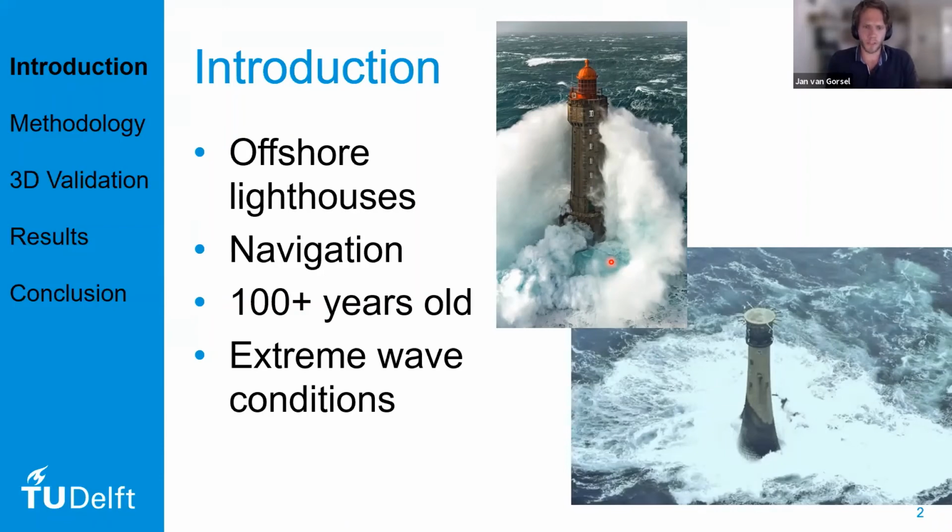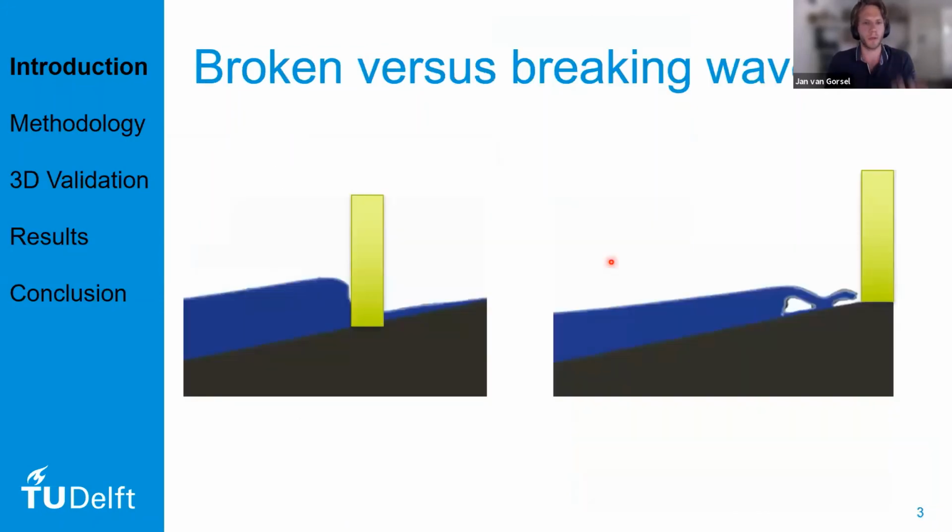A lot of research was done into this topic, but only for breaking waves. So in my situation, we have broken waves, which you can see here on the right. But all the other research done, at least as far as I know, is for breaking waves. And you can see that the wave shape is very different. And this then, of course, also influences the impact on the structure, on the lighthouse, which is idealized as a cylinder.